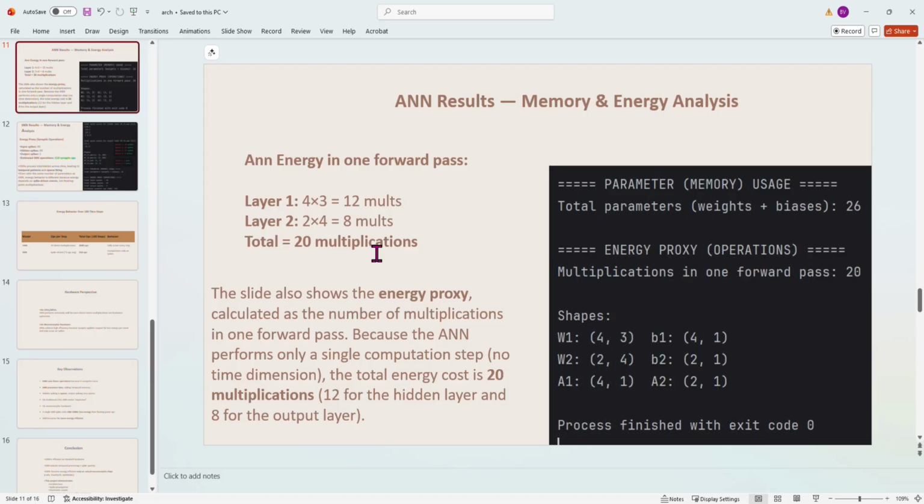And so this result of 20 multiplications for the ANN is going to serve as our baseline when we compare it to an SNN, which behaves very differently from an ANN and often uses less energy due to its spike-based, event-based nature.